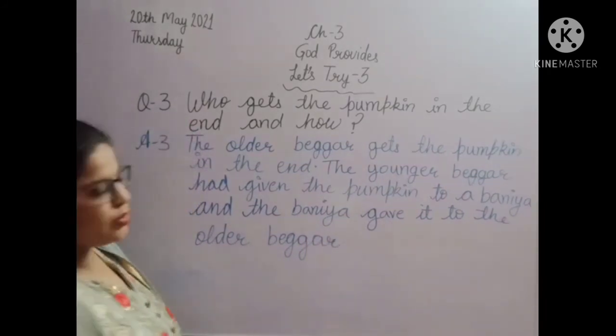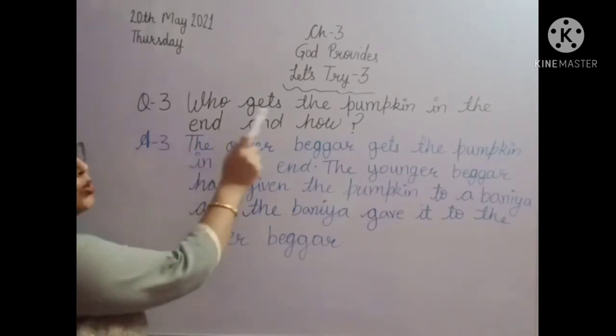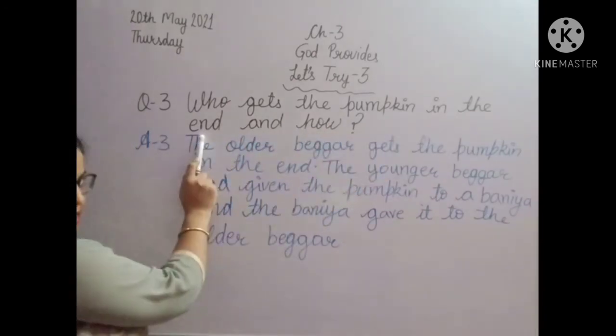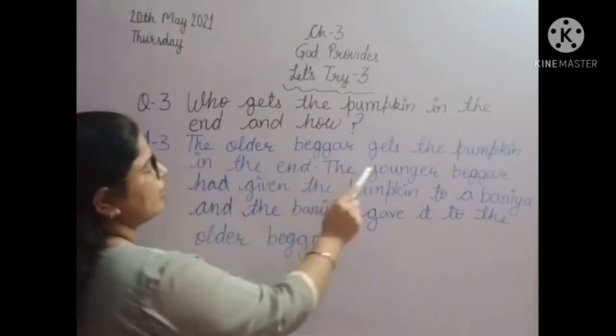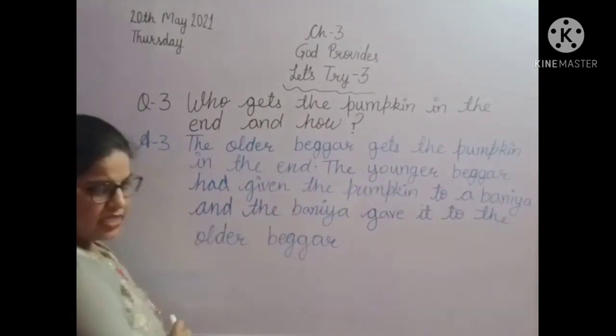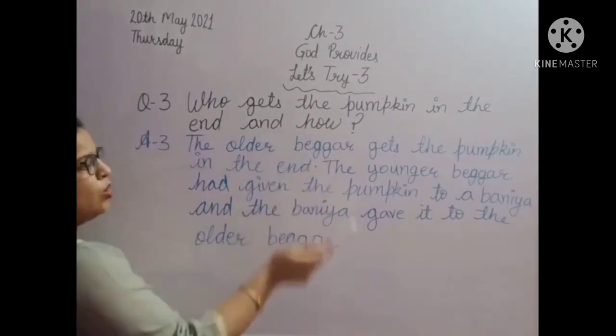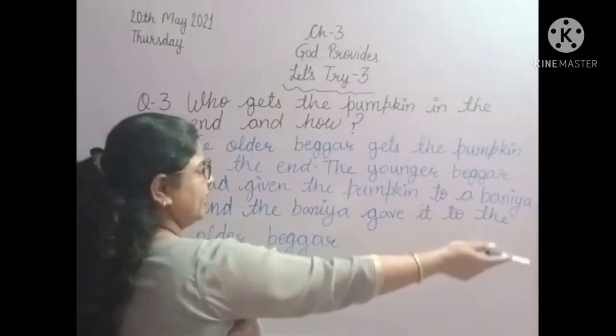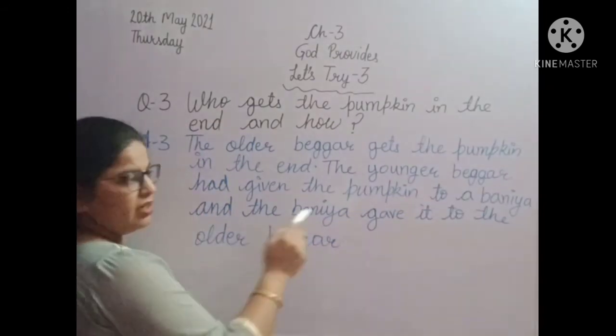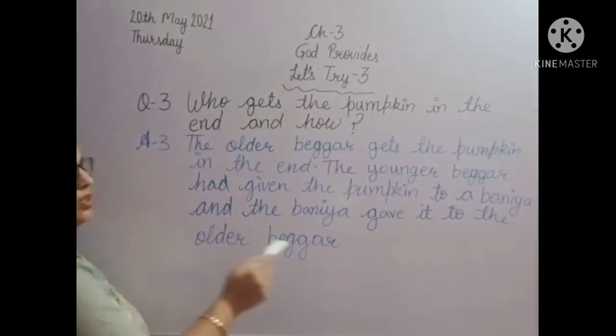So what is the third question? The third question is, who gets the pumpkin in the end and how? And the answer is, the older beggar gets the pumpkin in the end. And how? The younger beggar had given the pumpkin to a banya and the banya gave it to the older beggar.